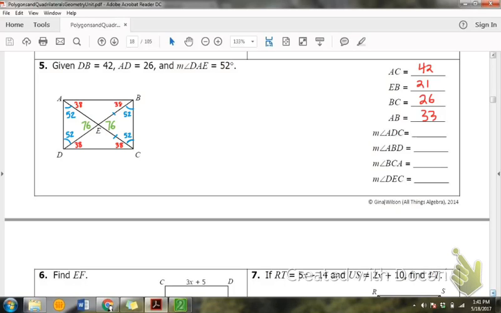Yep, exactly. And you know another way to figure out that other missing angle is to say that these two together make 180. You could do it that way, right? So that would be 104.